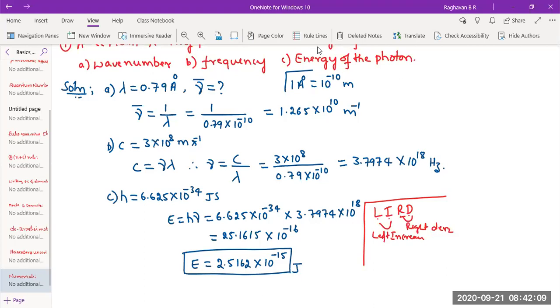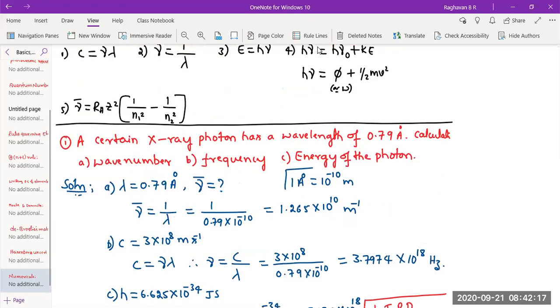Shall I proceed now? Next problem. Excuse me, sir. Yeah, tell me. Can you move a bit up, sir? Okay. Is that fine? Or you want to take the formula also? No, sir. This is enough.